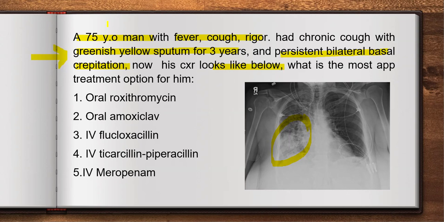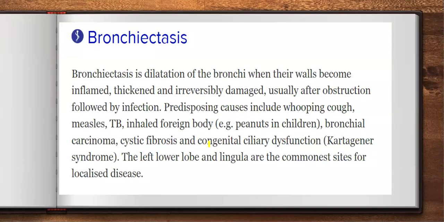For those patients who have bronchiectasis and come to you with pneumonia and greenish sputum, you have to cover them for Pseudomonas. How do we cover Pseudomonas? We give piperacillin and tazobactam, or ticarcillin and piperacillin. You can choose either one. Clear? Now, if you go into your GEM, bronchiectasis is a condition which causes permanent irreversible dilatation of your bronchi.